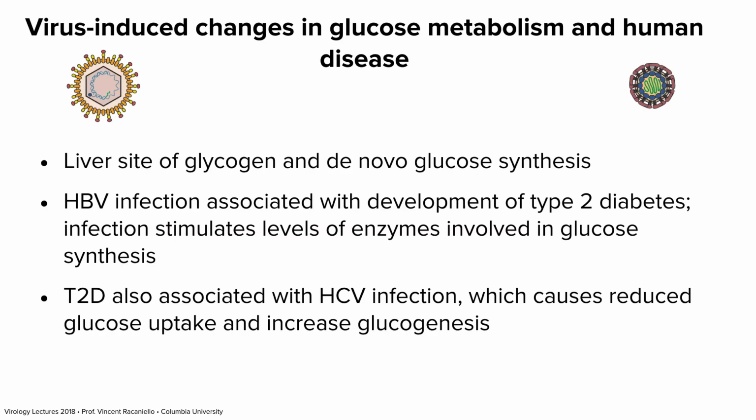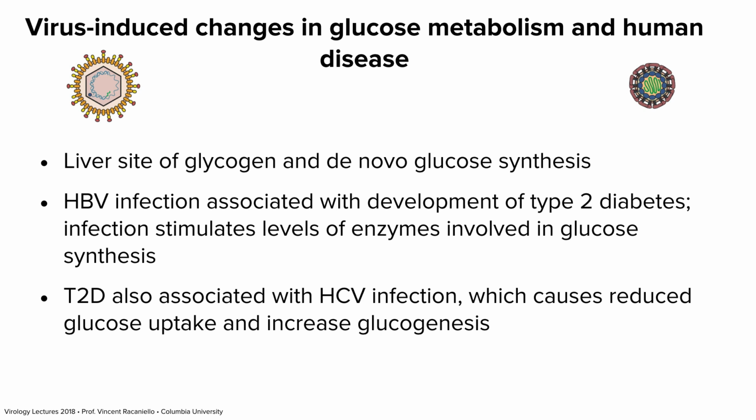As you might guess, there are human diseases associated with virus perturbation of metabolism, and these are two hepatitis viruses. The liver, as you know, is where you have glycogen produced from glucose for storage and broken down. You can also make glucose de novo. If you're not taking enough in your diet, your body will make glucose. These viruses, hepatitis B virus and hepatitis C virus, which cause hepatitis, infection of the liver, are associated with type 2 diabetes. And so hepatitis B infection stimulates the enzymes involved in glucose synthesis.